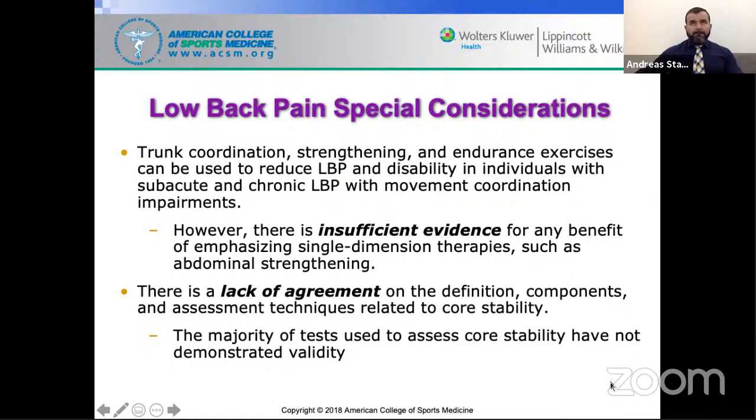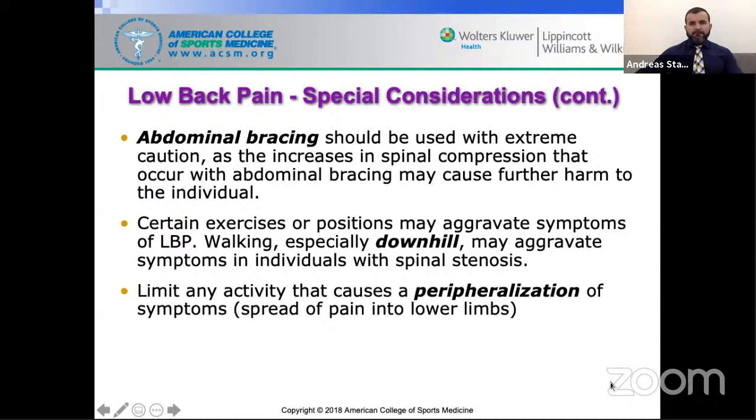A lot of people, and that's again part of the misinformation, may say to strengthen your core muscles. We don't have enough evidence to say that that's enough. Abdominal bracing should be used with extreme caution. And remember, it's activating the muscles around our spine to be more stable. You see, walking, especially downhill, may aggravate the symptoms, especially if you have spinal stenosis. And in general, limit any activity that causes peripheralization. So we need the symptoms centralized.